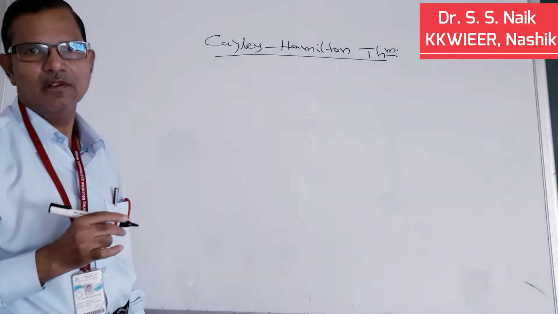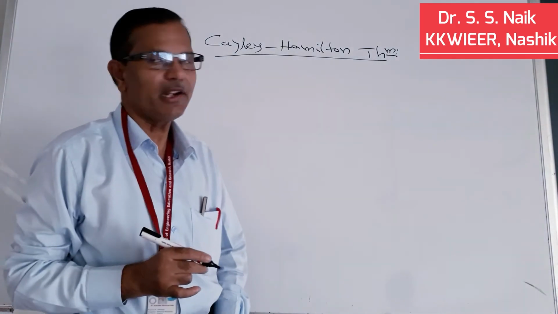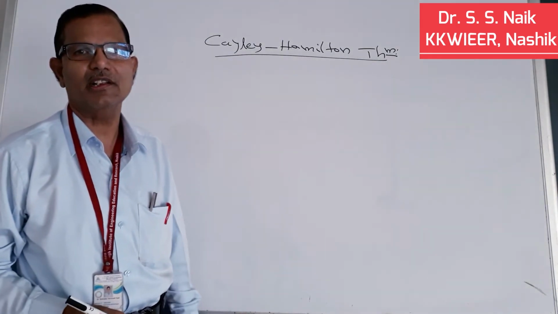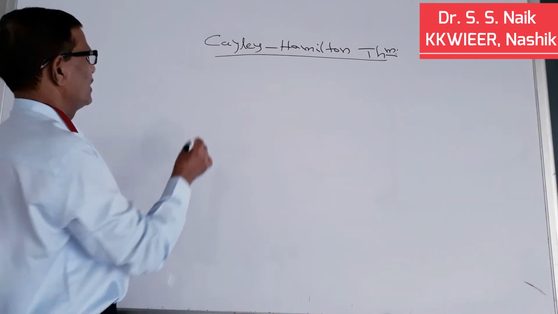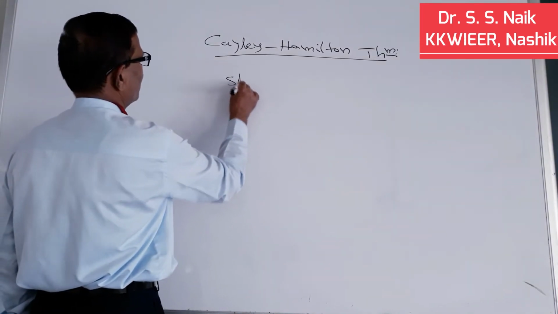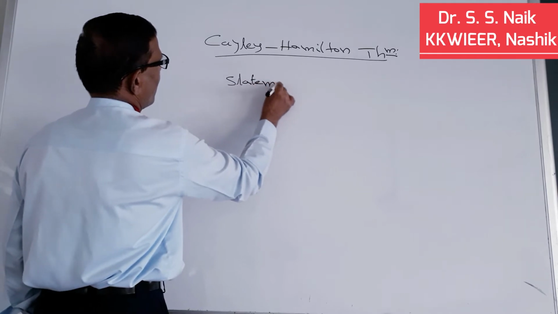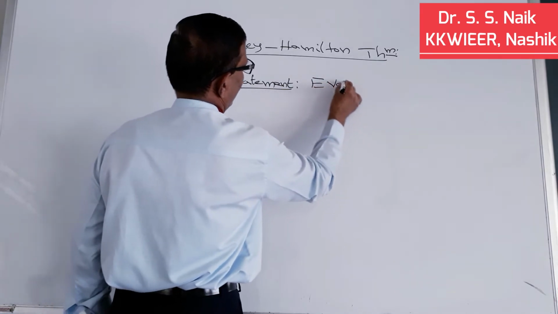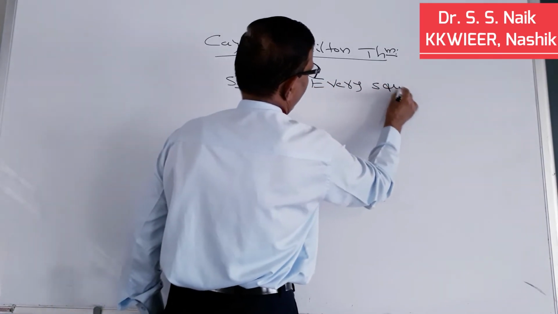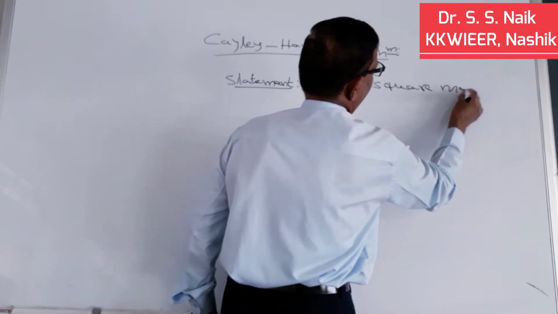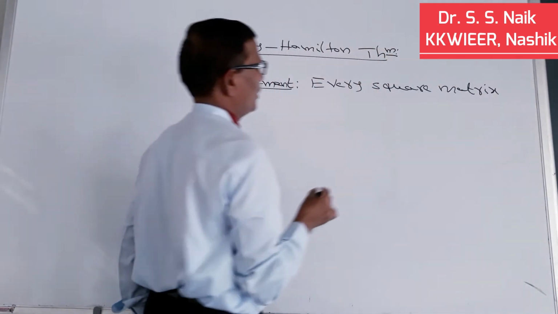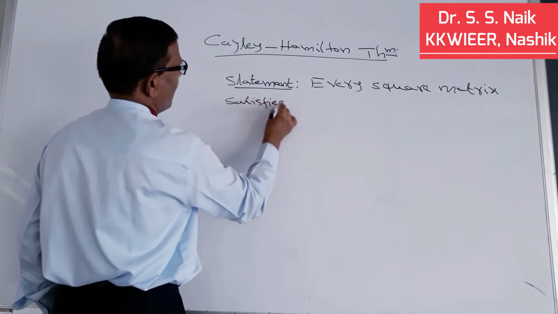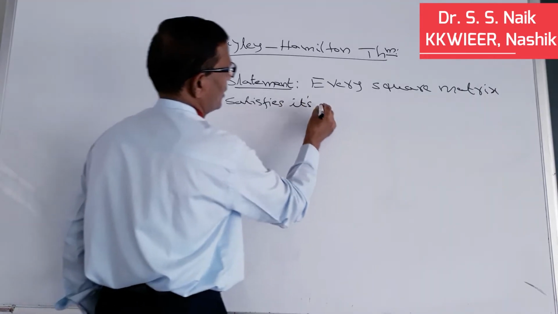This theorem states that every non-zero square matrix satisfies its own characteristic equation. That is, the statement of the theorem: every square matrix satisfies its own characteristic equation.